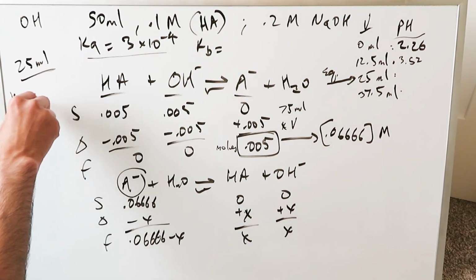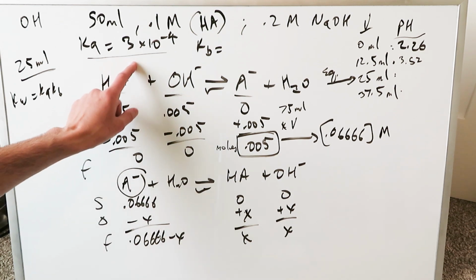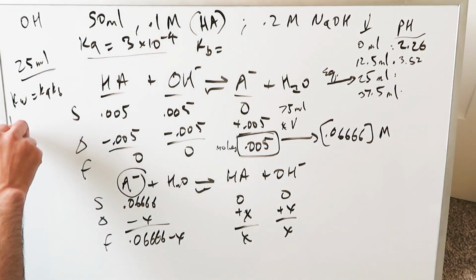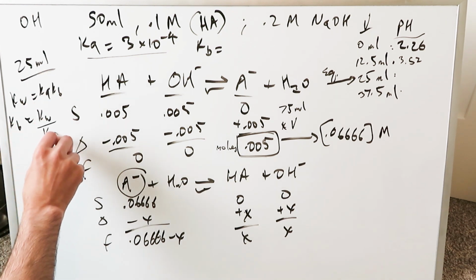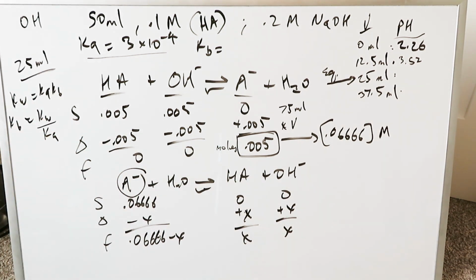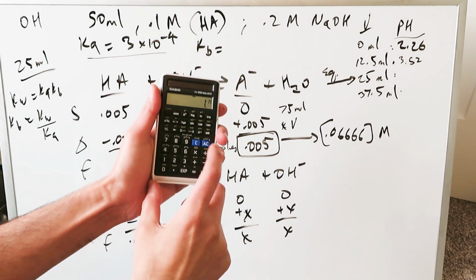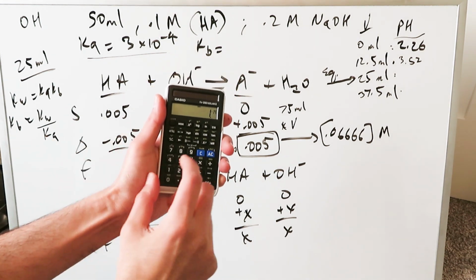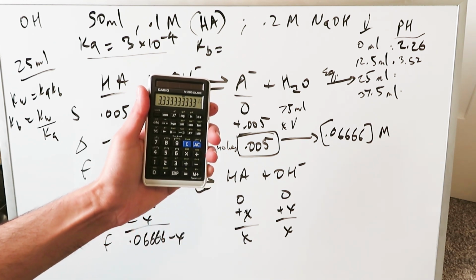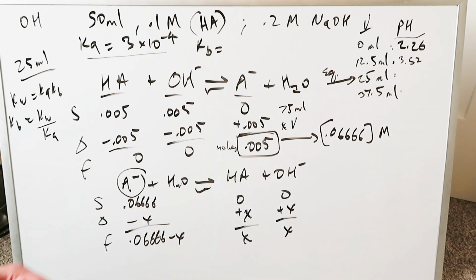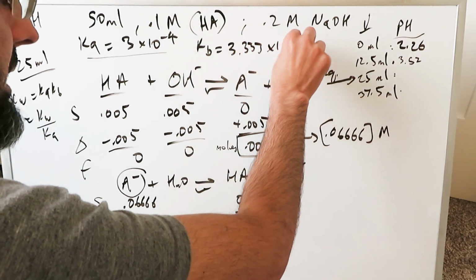You know that Kw is equal to Ka times Kb. If you were to multiply this with this, you should have that. If you want to find Kb, just do Kw, which is your 1 times 10 to the minus 14, divided by your Ka. And that's exactly what you're going to do. 1 times 10 to the minus 14, which is the water dissociation constant, divided by the acid dissociation constant, 3 times 10 to the minus 4. You get here 3.333 times 10 to the minus 11. That's your base dissociation constant, 3.333 times 10 to the minus 11.